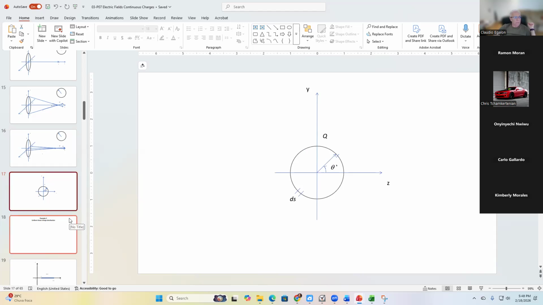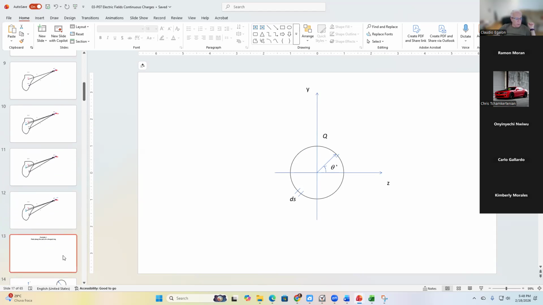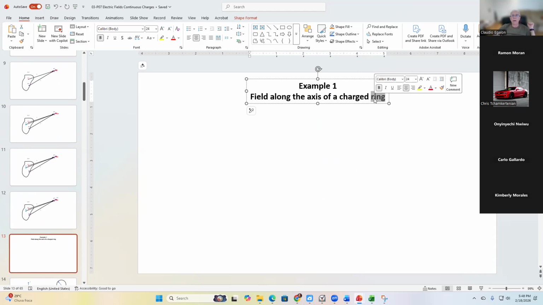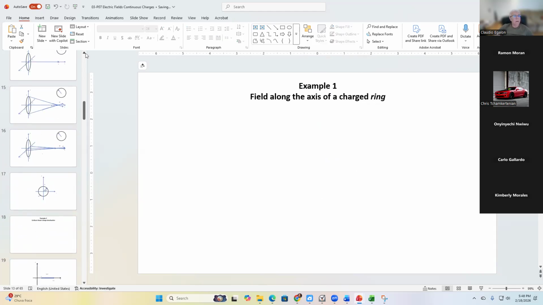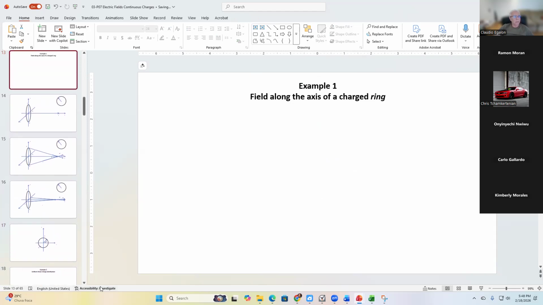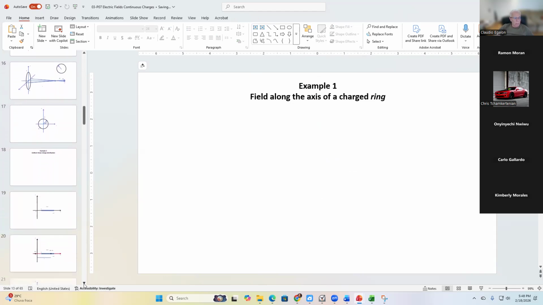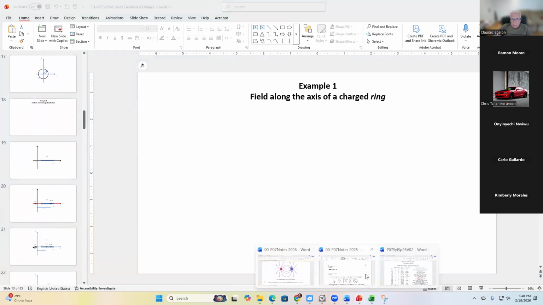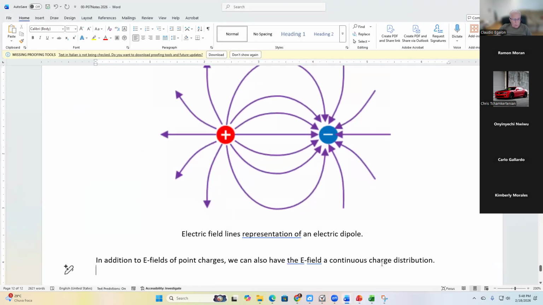And by the way, oh yeah, it's a ring, okay? Don't forget it's a ring. Not a circle, but a ring. And another type of distribution that we are going to look at, let's document it there so you don't get lost, right? Here you go. Continuous charge distribution.